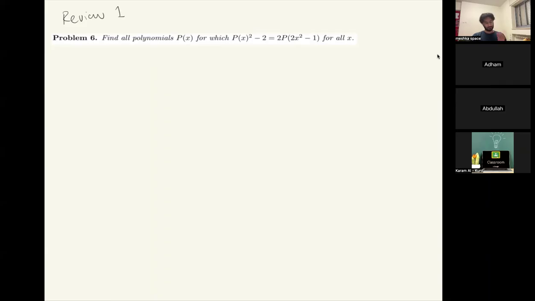So the problem says you have a polynomial which satisfies this functional equation. P of x squared minus 2 equals 2 times p of 2x squared minus 1. Okay. So any ideas we can start? Or even any observations about this polynomial, what it could satisfy. Okay, great. Yes, so we can plug in x equals 1. Thank you for the comment, Abdullah.